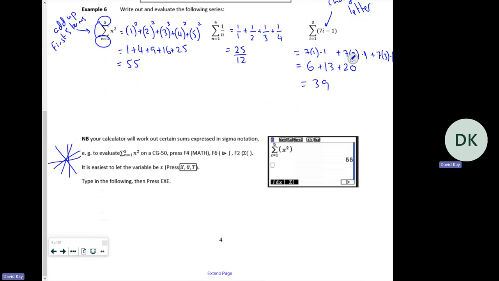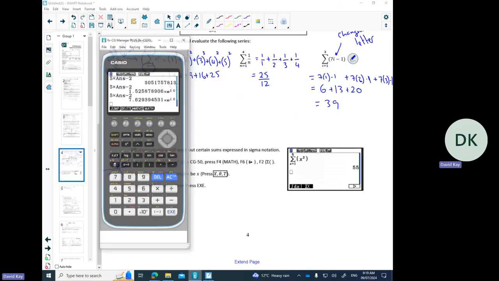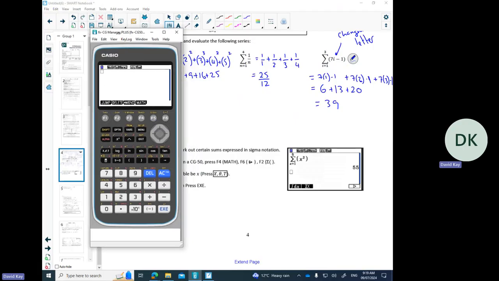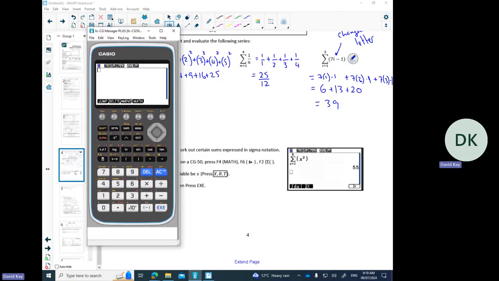So it tells you to evaluate that on a CG50, press F4 for math, F6, F2. Should give it a go. So I've got that. Let's just delete that. Delete it all. Yes, I'm sure. Right, so what did it tell us to do then? So it said press F4 for math. Yep. Press F6 for the next little page of things. And then there you go, F2 is sigma notation.